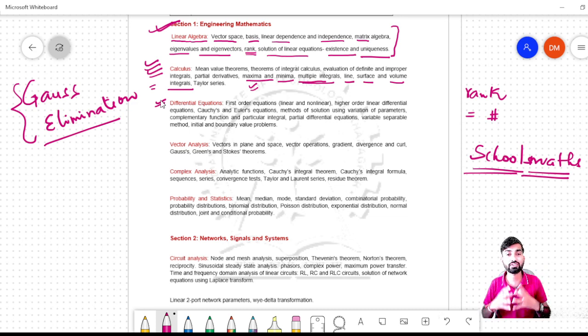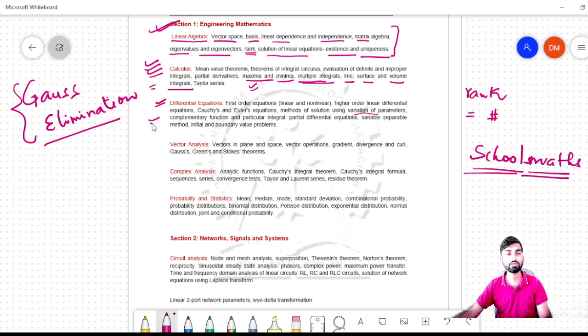The next topic is going to be differential equations, where we'll talk about ODE, the ordinary differential equation, the first order equation, linear and non-linear equations. For the higher order differential equation, you have to go for Cauchy's and Euler's equations. From there also you can expect one question like integrating factor, or they might give you Bernoulli equations, or linear differential equations. You must understand the variable separable method in order to find the solution, and the method of solutions, you also have to know the variation of parameters.